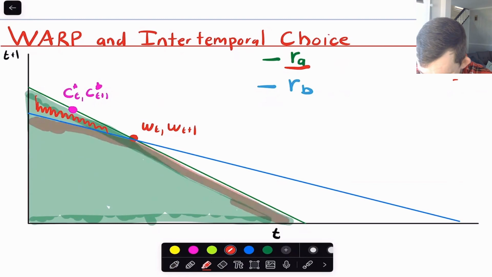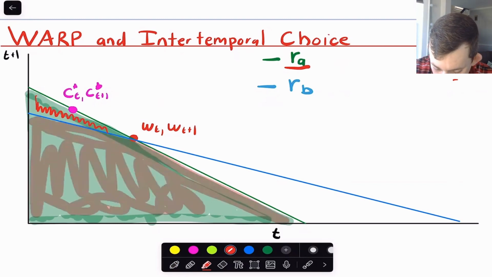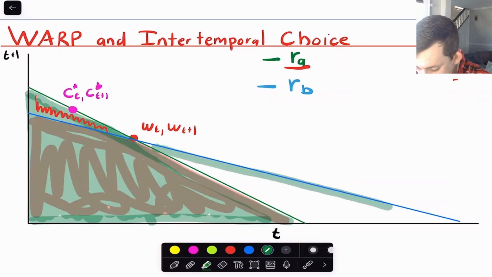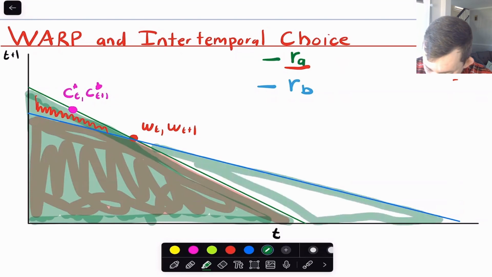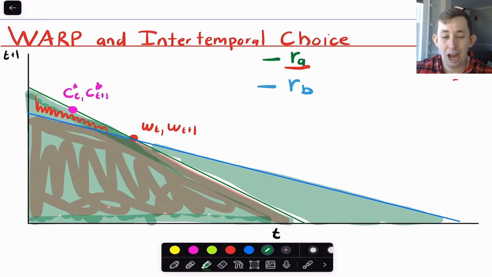But these are all the options that if you pick would violate WARP because you could have picked them before but you didn't. And all of these bundles under the blue line but above the green line, these options were not affordable to you before because the interest rate didn't allow you to pick them. So if you pick anything on this blue line or in this green region, you will not be violating WARP. And so that's the main way I've seen WARP come in with intertemporal choice. And so I thought it'd be useful to go through this graph and talk about it.